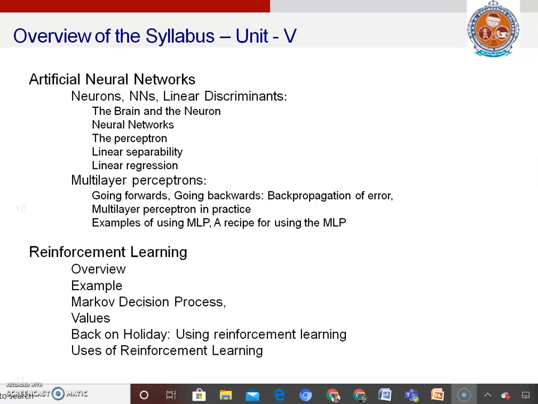What is the relationship between Markov decision process and reinforcement learning? And what are the different applications of reinforcement learning? So these are the concepts which we are going to discuss in this course.